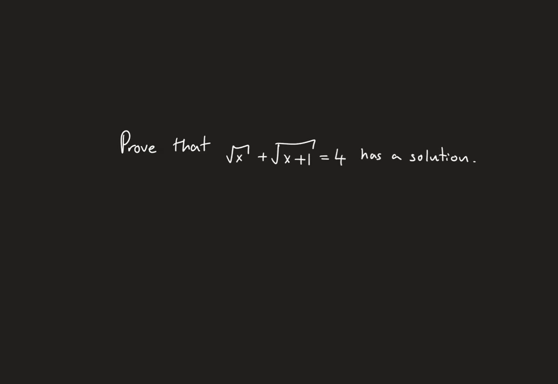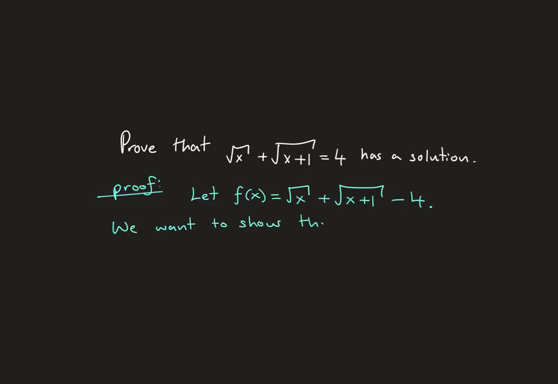All right, so this is an intermediate value theorem proof in disguise. Here's how I'm going to begin. Let f of x equal the square root of x plus the square root of x plus 1 minus 4. Okay, so notice what I did is I subtracted 4 from both sides of this equation right here. Why is that a helpful thing to do? Because now the question is, we want to show that f has a root.